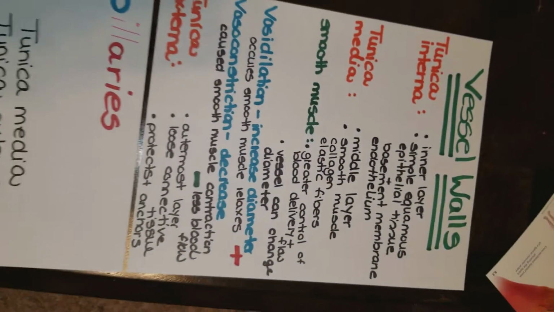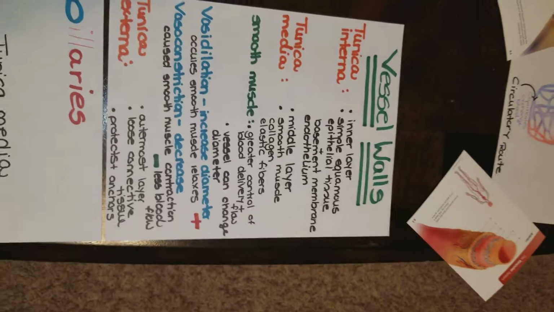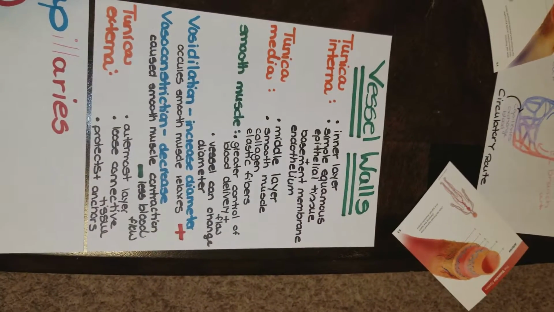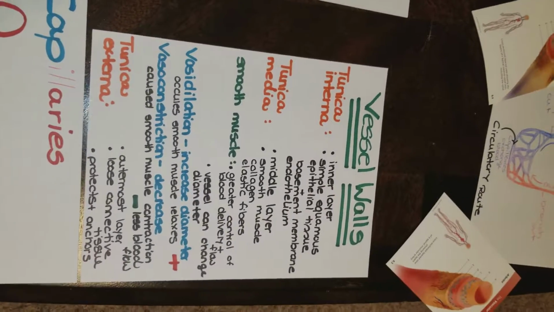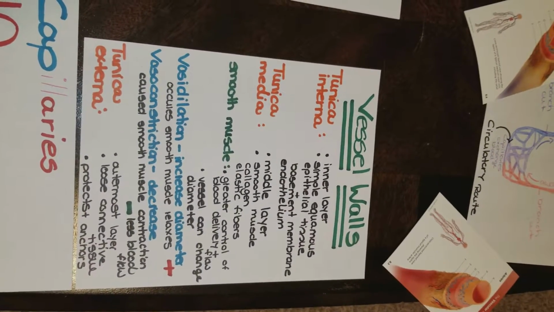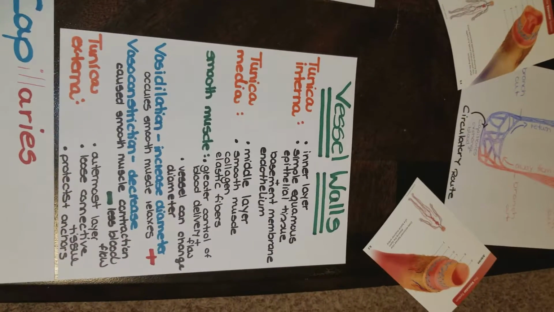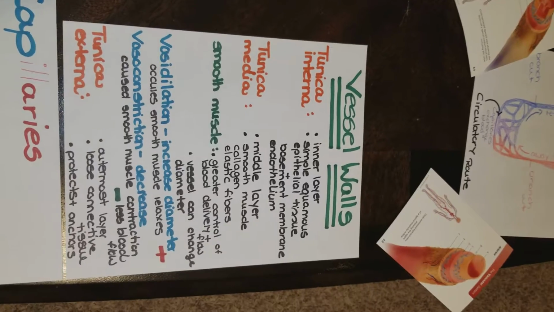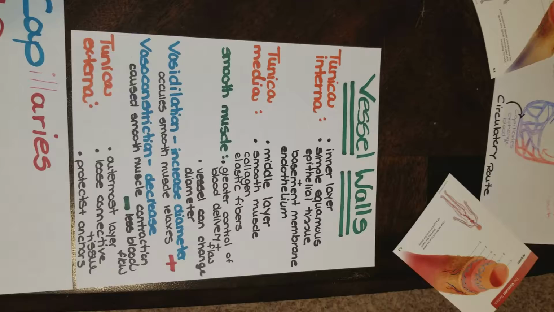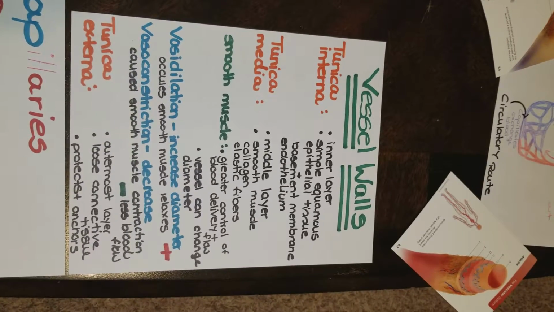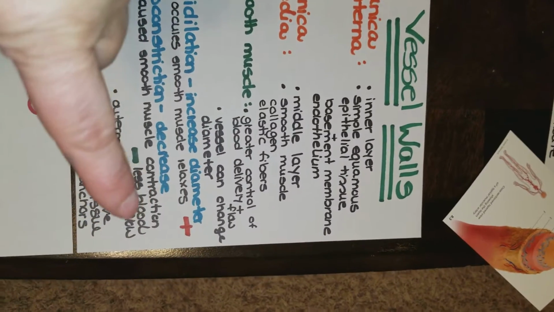Okay, so what does the smooth muscle in the tunica media do? It gives greater control of the blood delivery and flow, so the vessel can change its diameter. In that case, it would be called vasodilation. It increases the diameter, and this occurs when the smooth muscle relaxes. So you have more blood flow. And then vasoconstriction decreases the diameter, and that's caused when the smooth muscle contracts. And that's when you have less blood flow.